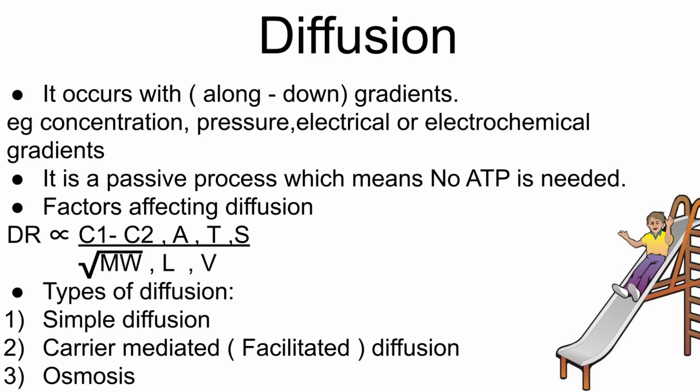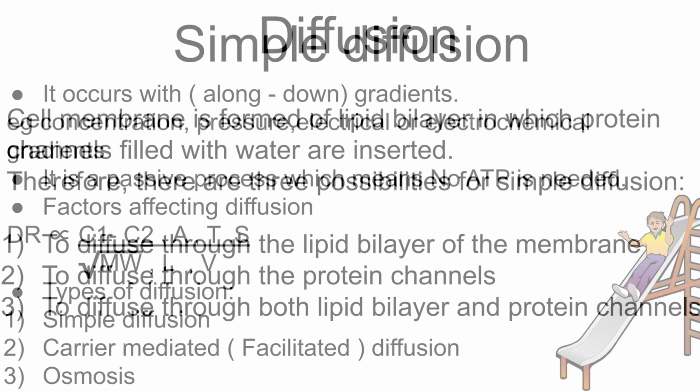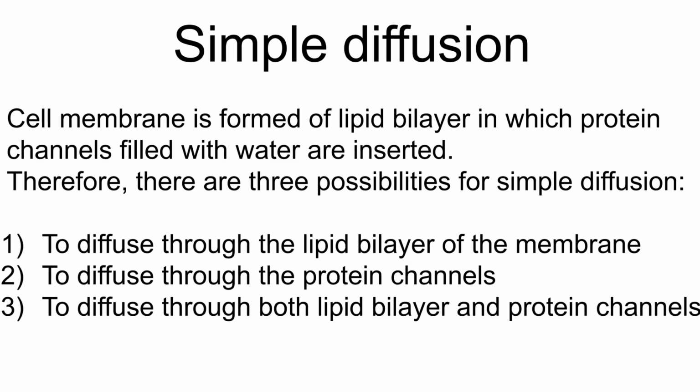Fourthly, the types of diffusion. There are 3 types of diffusion: simple diffusion, carrier-mediated or facilitated diffusion, and thirdly, osmosis. Simple diffusion. Cell membrane is formed of lipid bilayer in which protein channels filled with water are inserted. Therefore, there are 3 possibilities for simple diffusion.